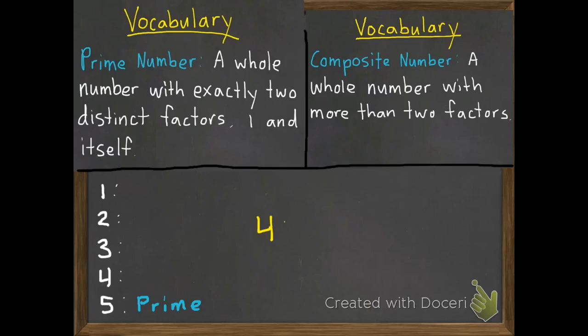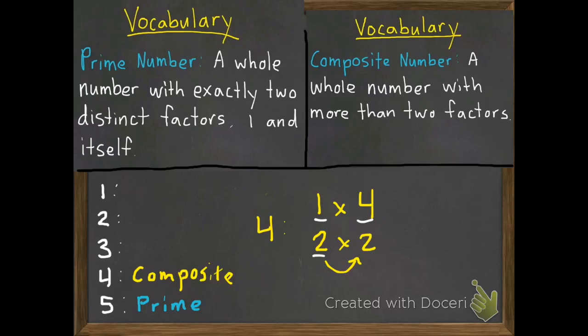Let's look at 4. We always know we have 1 and itself, so 1 times 4. Can we multiply 2 times anything to get 4? We can. 2 times 2. And we're back to 2 already, so we know we're done. So this has 1, 2, 3 distinct factors. We don't need to list the 2 again, because that isn't a distinct factor. It's the same as the other 2 we already have. So this has 3 distinct factors, which is more than 2, which makes it composite.